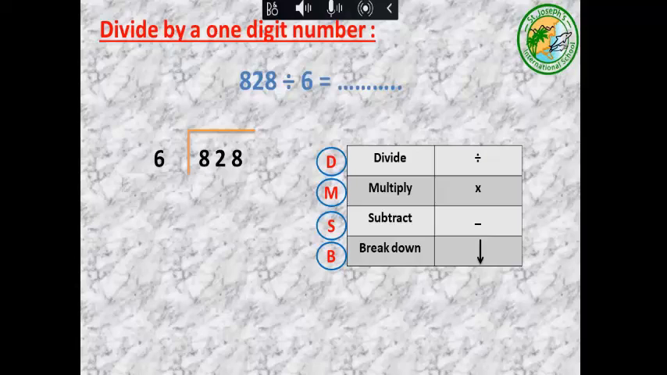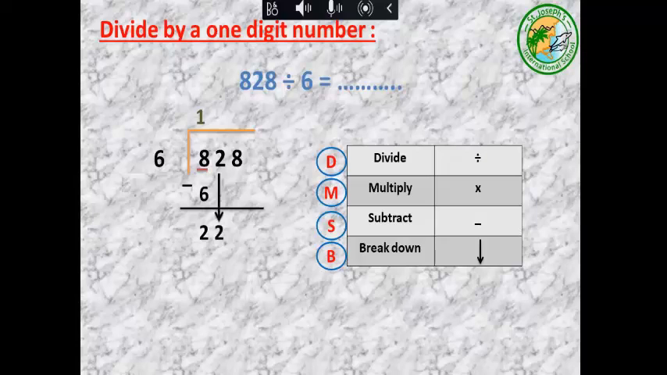First one, divide. 8 divided by 6. I have 6 times 1 equals 6 and 6 times 2 equals 12. Every time I will choose the smaller one. So 6 times 1 equals 6, and this is the second step, multiply, mother. 6 times 1 equals 6. Third step, I will subtract: 8 minus 6 equals 2. And the fourth step is to bring down the next number.